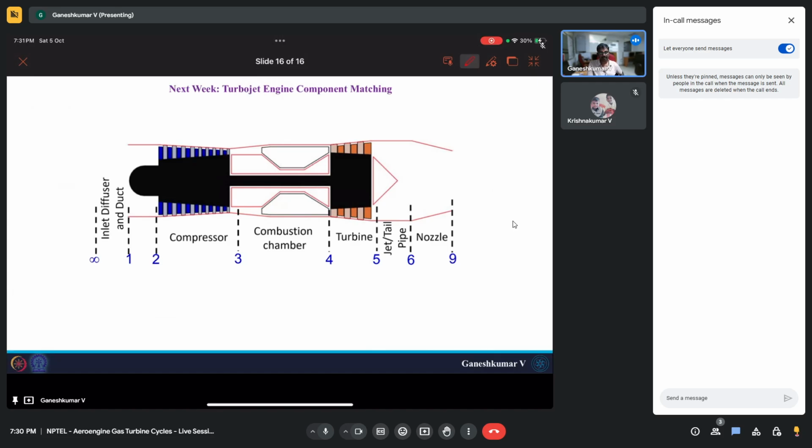And in the next week, what we are planning to do is something we haven't done in the lectures. Of course, we have gone through component matching for the turbojet engine, but we haven't gone through any numericals of it. So what we will do next week is try to solve a numerical and see how this component matching could be helpful, and what are some important insights that we need to obtain from this component matching exercise. That is what we will do next week, and by that we will complete our course.